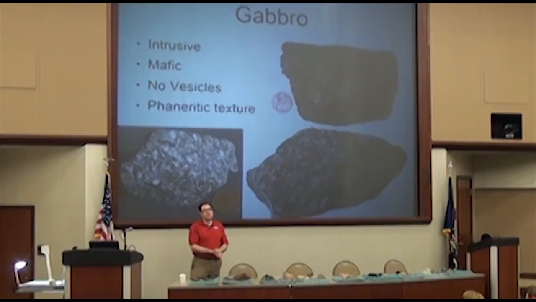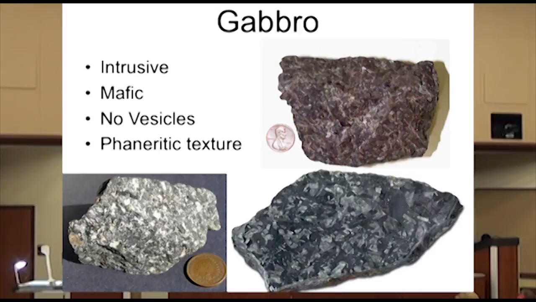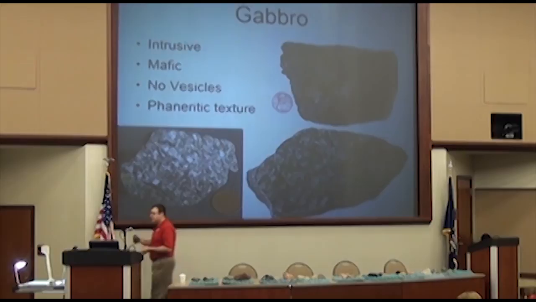Can you see the crystals, each individual crystal in the rock? Yes or no? Yes, okay. So that means it cooled underground, right? It's got that phaneritic texture because you can see those crystals. Shouldn't be any holes in it either, right? Just like the diorite and the granite, it's rare to have holes or vesicles because it cooled underground. So it'll be a darkish, blackish, or greenish rock with crystals.